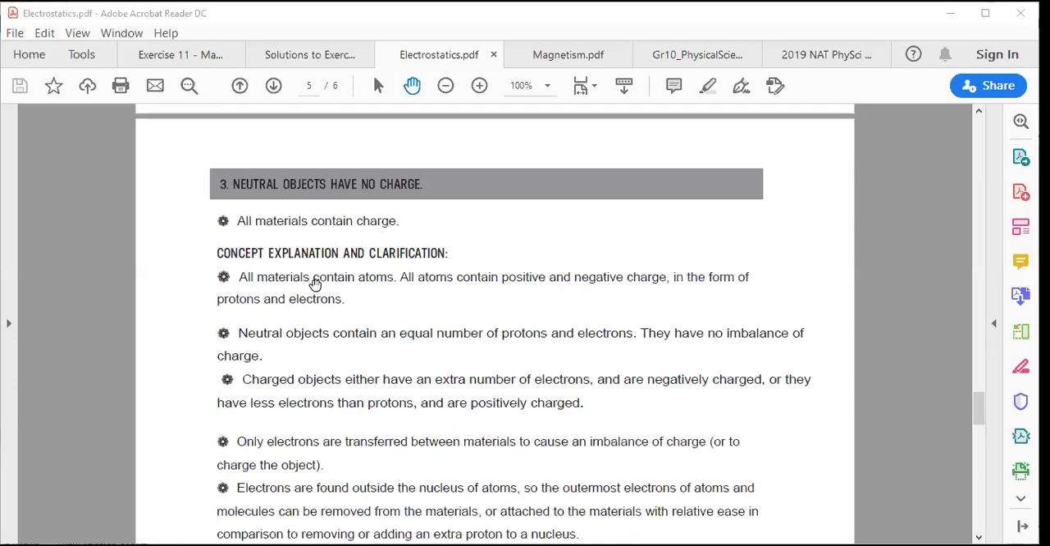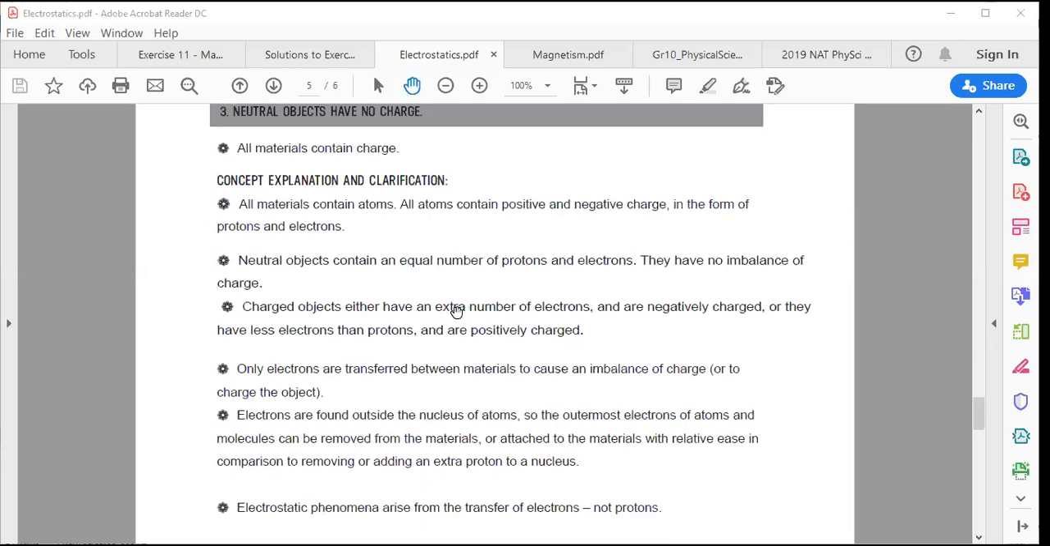Neutral objects does not mean they don't have charge. What it means is they contain an equal number of protons and electrons. They have no imbalance of charge, so the charges are balanced. Your protons and your electrons are balanced, so they cancel out to make it neutral.